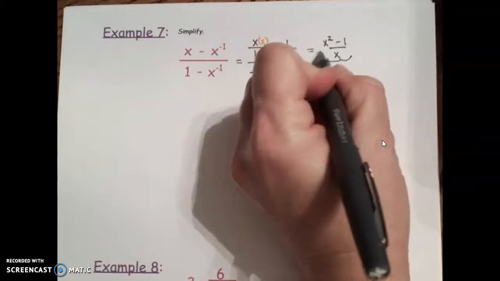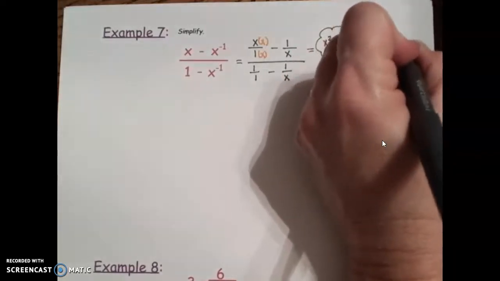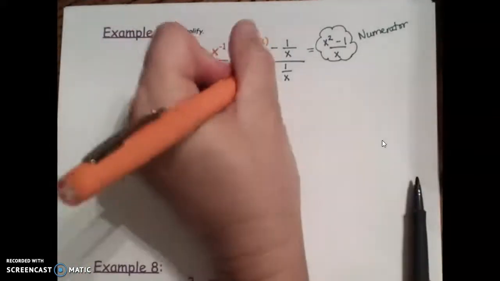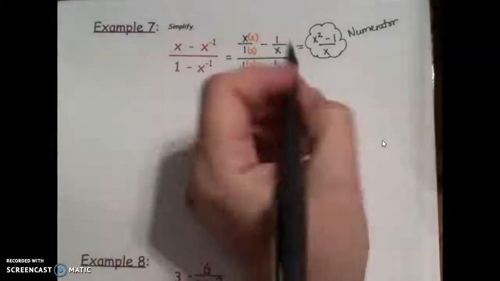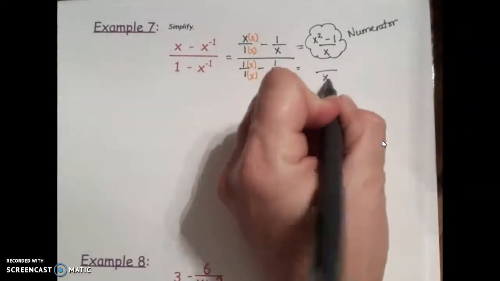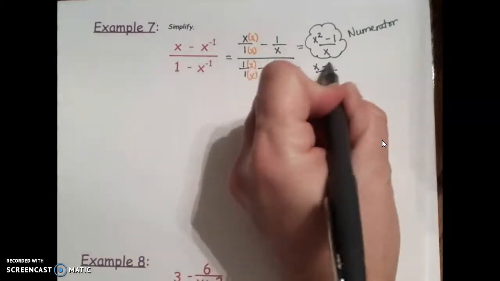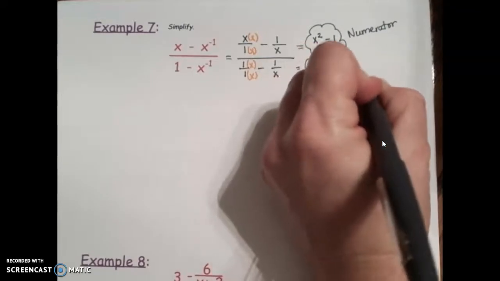So I'm just going to put a bubble around this, and I'm just going to write numerator so we don't forget what this is. I'm going to do the same thing with the bottom. So again, this is going to need an x, top and bottom. So my common denominator is x, and then I have 1 times x is x, and then minus 1. So this is our denominator.